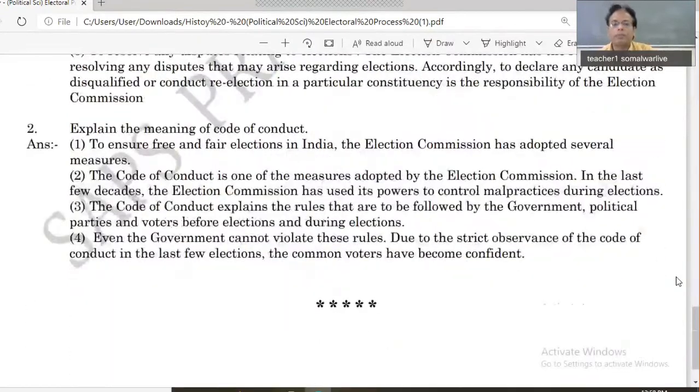Then another question, explain the meaning of code of conduct. To ensure free and fair election in India, the Election Commission has adopted several measures. Like the code of conduct is one of the measures adopted by the Election Commission. In the last few decades, the Election Commission has used its power to control malpractices during elections. The code of conduct explains the rules that are to be followed by the government, political parties, and voters before elections and during elections. Even the government cannot violate these rules due to the strict observance of the code of conduct. In the last few elections, the common voters have become confident.